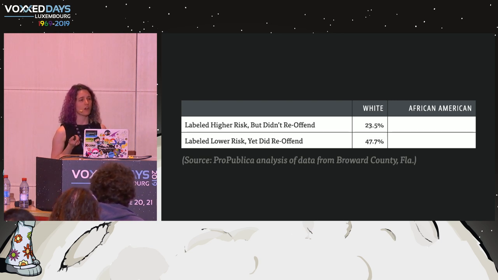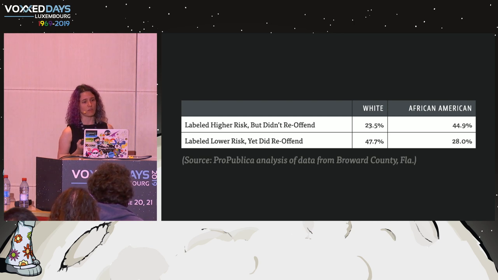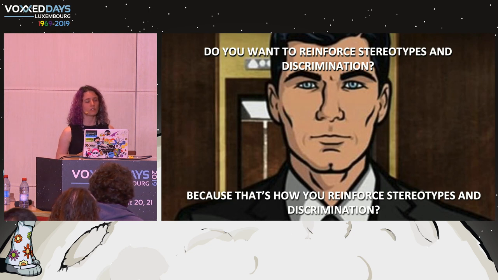And it was found that for white people, it was much more likely to label someone as low risk, but actually they did reoffend. And yet that was flipped when looking at African American people. They were more likely to be miscategorized as more likely to reoffend, even when they didn't. And this would have significant impacts on those individuals and be inaccurate. So if we want to reinforce existing stereotypes and discrimination, this is how we do it.